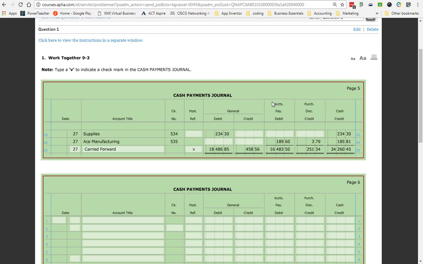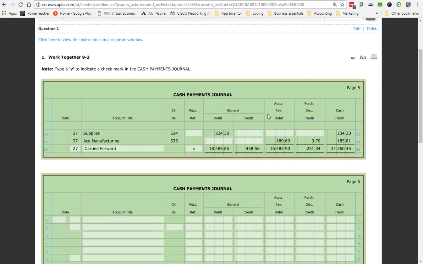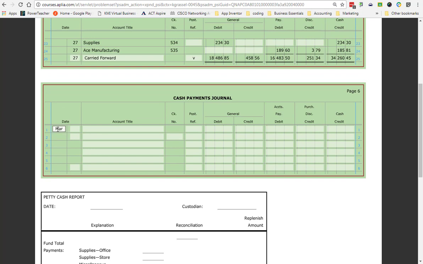Thank you. Now, we have to go to the top of page 6. So we have to put in the month of March, the date of the 27th, and for the account title we're going to write brought forward, put a check mark in the post reference to indicate that we don't have to post it, and then you're going to put in the numbers from the bottom of the first page. There is change on every single one of those, so you need to make sure that you do your decimal point and then put in your two-number decimal.